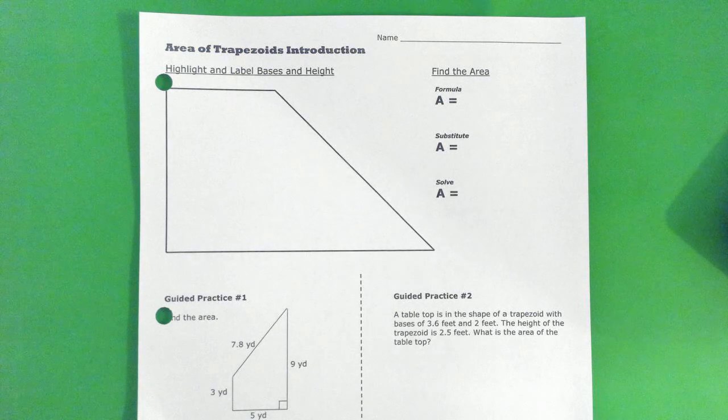Take 2 on area of trapezoid. Second period found a mistake in the first video. Thank y'all very much. Okay.